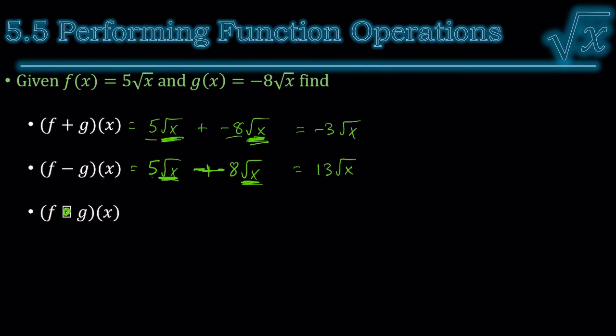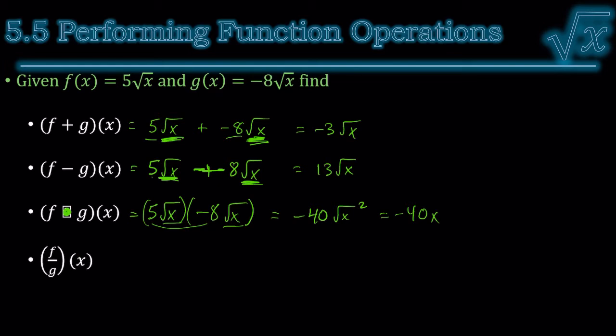Let's try multiplying. Let's multiply them. 5 square root of x times negative 8 square root of x. It's f times g. You can multiply the numbers. And then square root of x times square root of x would be square root of x squared, or just x.